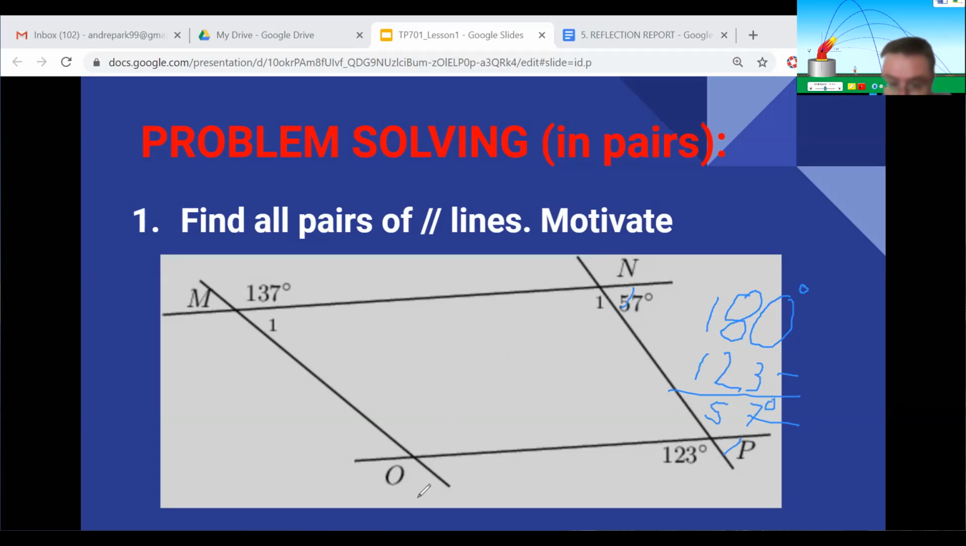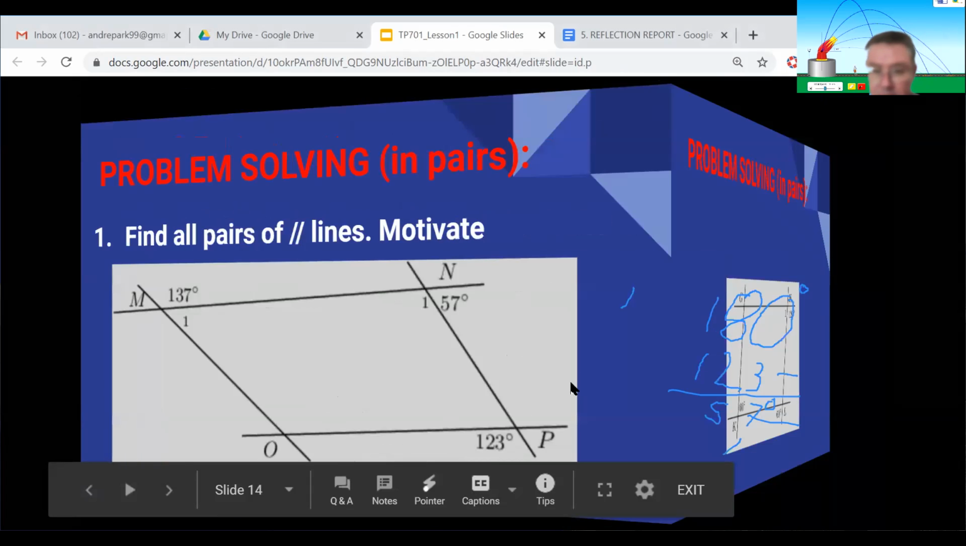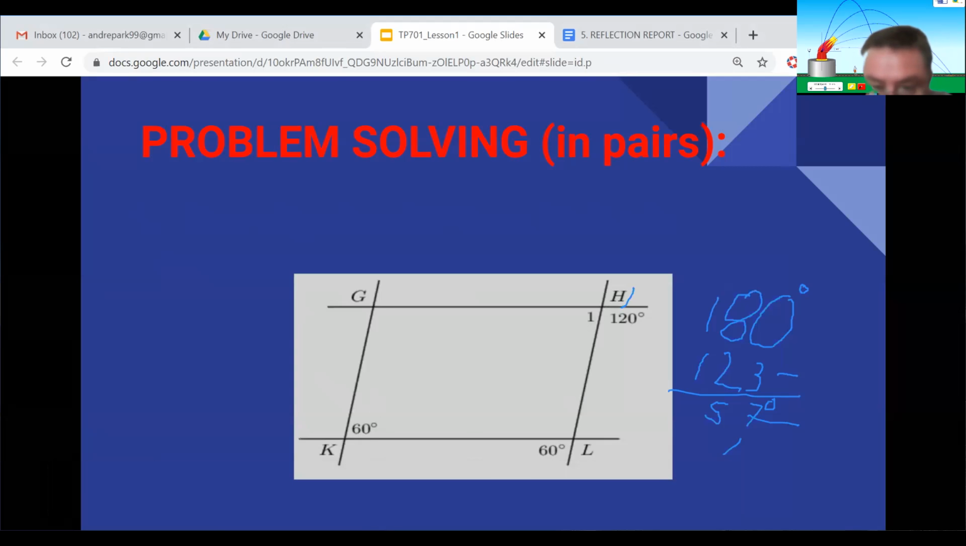Okay. Next. I knew I was going to run into trouble if I used this pen. Okay. Oopsie. Let me erase this. Where is the eraser?